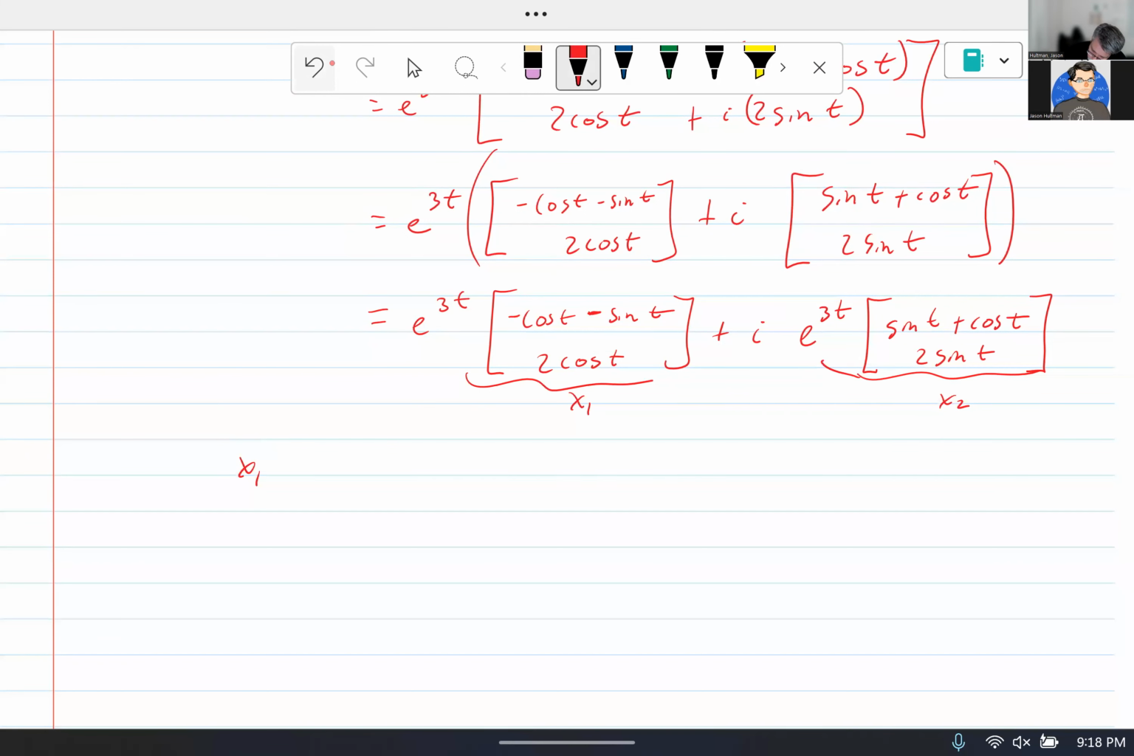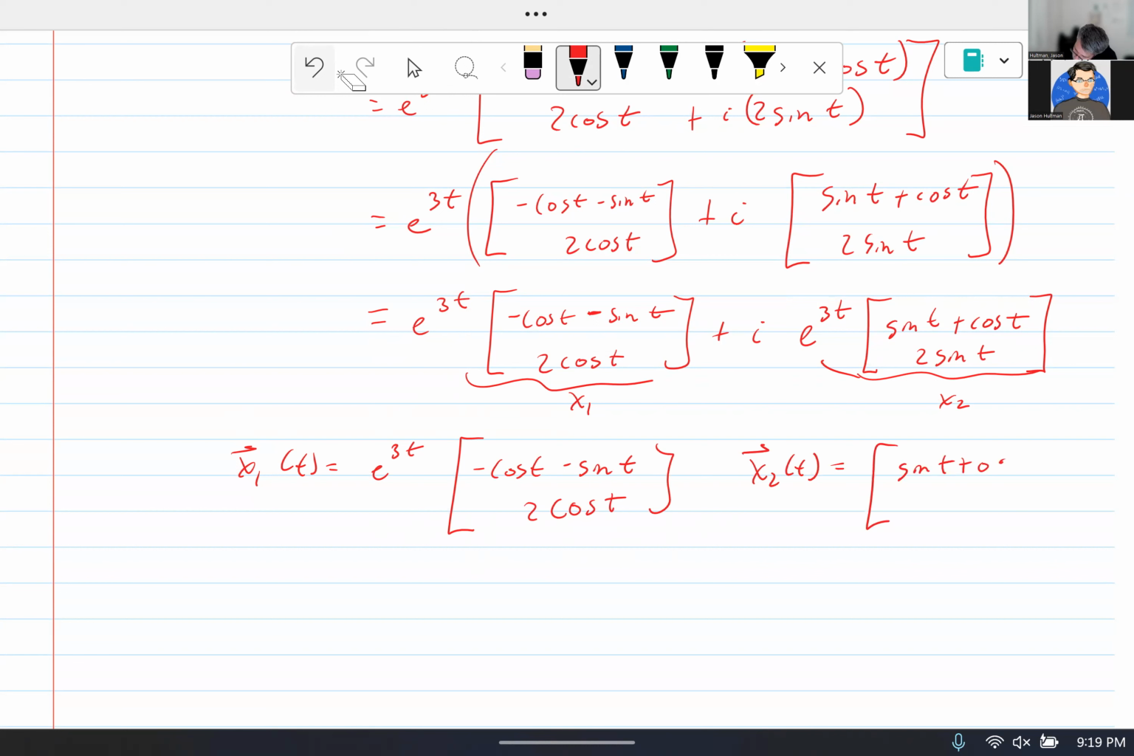So x1 of t is equal to e to the 3t times negative cosine t minus sine t over 2 cosine t. And x2 of t is equal to e to the 3t times sine t plus cosine t, and then 2 sine t.